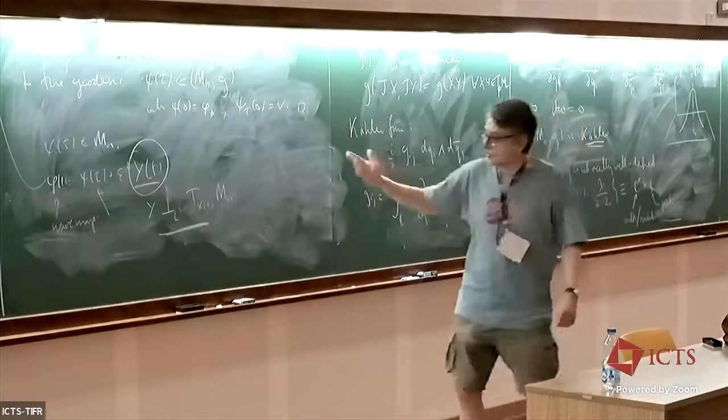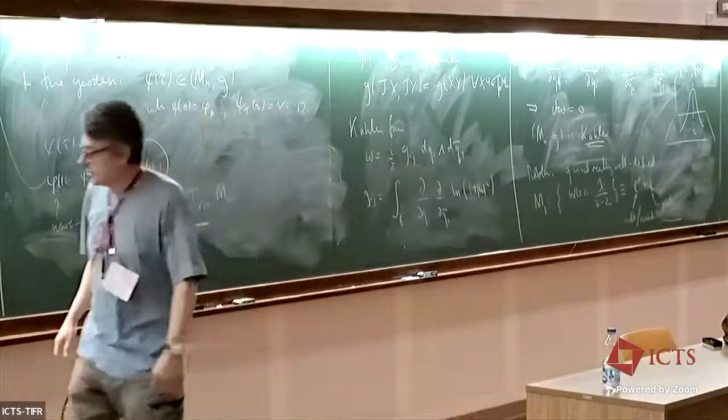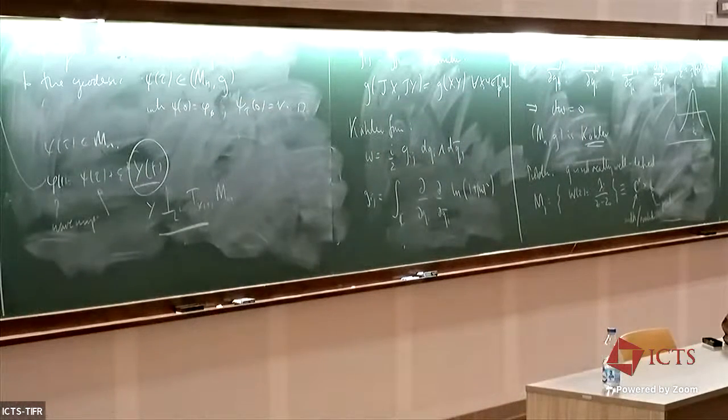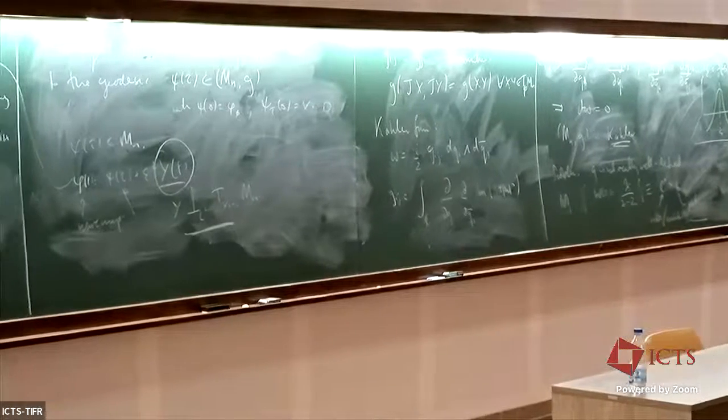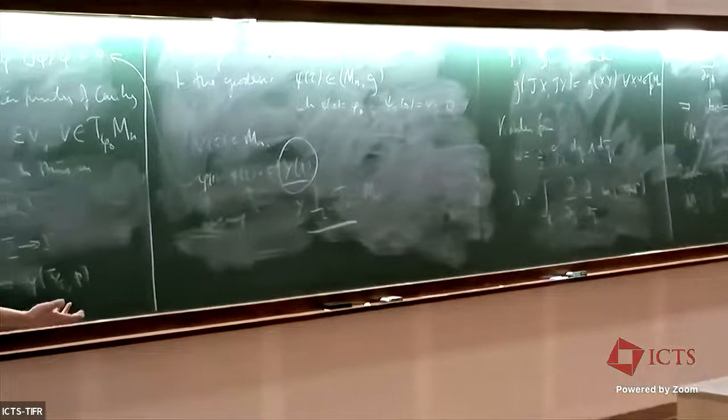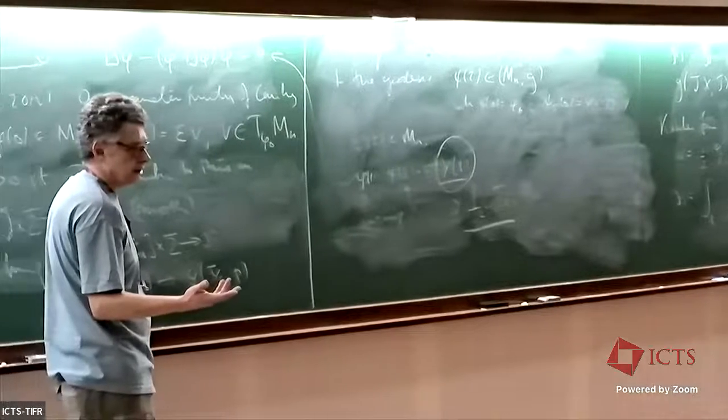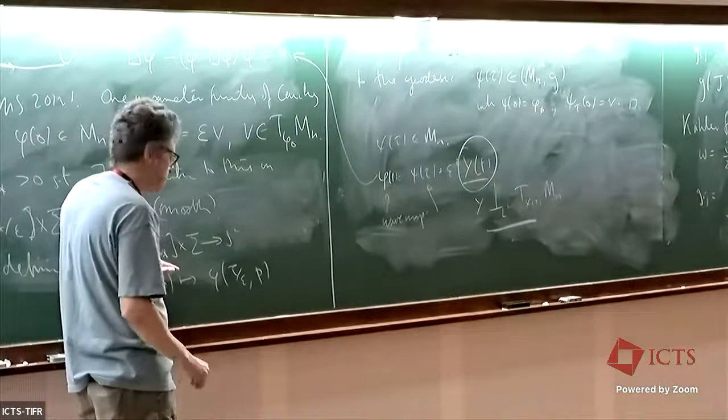Note that all it's saying is that the solution remains close to the geodesic for times of order 1 over epsilon, where your initial velocity is of order epsilon. So this doesn't tell you that it remains close forever.